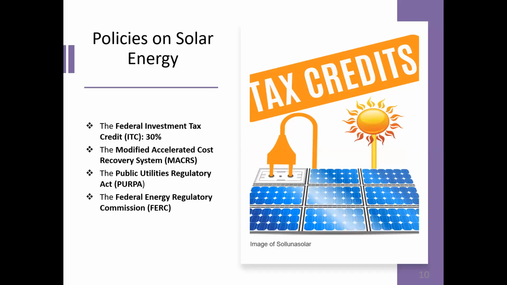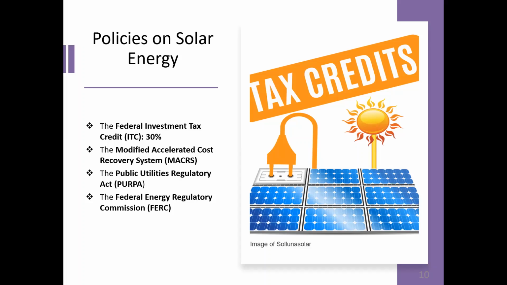So now we're going to talk about the policies on solar energy. The first one that we have here is the Federal Investment Tax Credit, ITC. The ITC is a 30% tax credit for solar systems on residential and commercial properties. The second one is the Modified Accelerated Cost Recovery System, MACRS. The MACRS is a method of depreciation in which a business investment in certain tangible property is recovered for tax purposes over a specific time period through annual deductions.